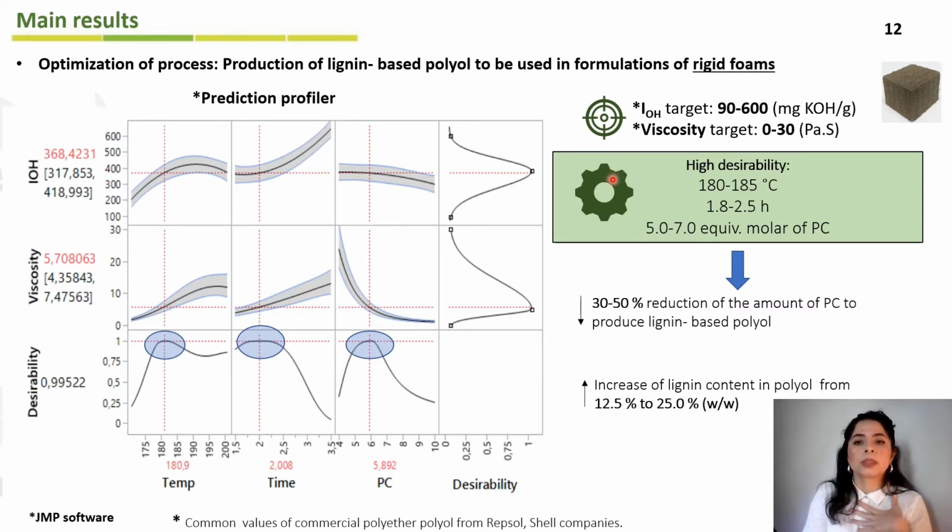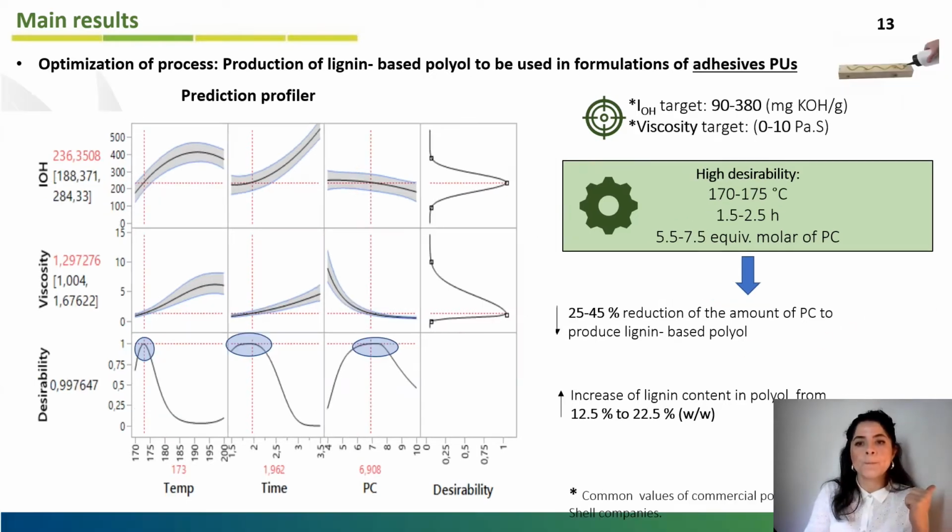So temperature between 180 to 185 Celsius degrees, time 1.8 to 2.5 hours, and PC amount between 5 to 7 molar equivalents. Working in this condition, it is possible to reduce PC amount by 30 to a maximum of 50% and increase lignin content from 12.5 to a maximum of 25%. So let's move on.